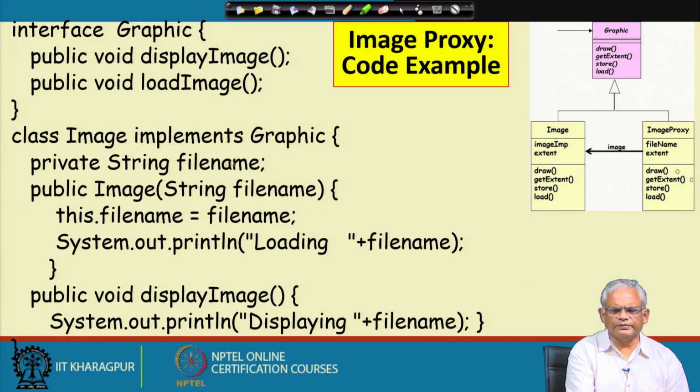And the image implements graphic. Image has the file name, and the file name is created in the constructor, and then the display image just prints the file name. It is a simple implementation of the image.